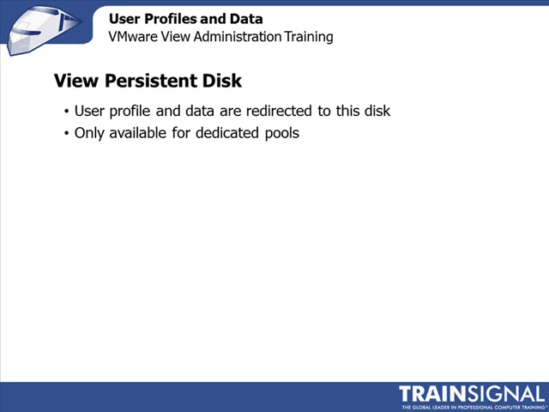You can only use the persistent disk when using dedicated pools. So for those users like our administrative staff that are using floating pools, the persistent disk simply isn't an option. This is because the persistent disk wants to have a more direct relationship with the virtual machine that user is going to use. And today, this is only possible with a dedicated pool.